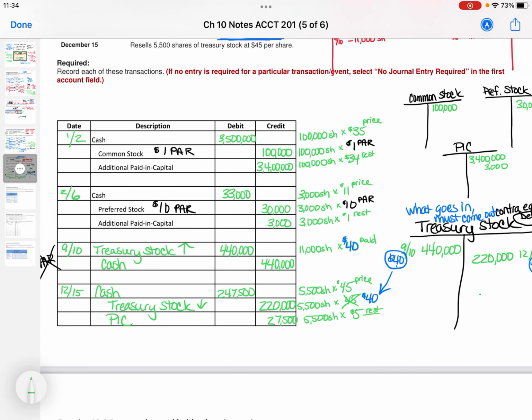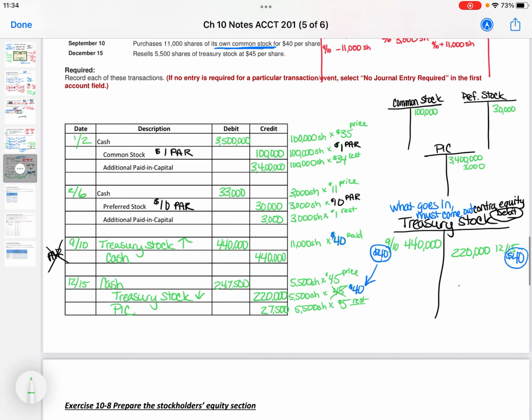So we don't have a par value for treasury stock, but we do have, I'm going to say, a set value. Whatever it goes in as, it has to come out at that amount. So in our case, it's this $40, this amount I wrote in blue. That way I can keep track and I'll know the balance in this T account right now is debit $220,000. I'll just divide that by $40 and that will tell me how many shares are sitting there.